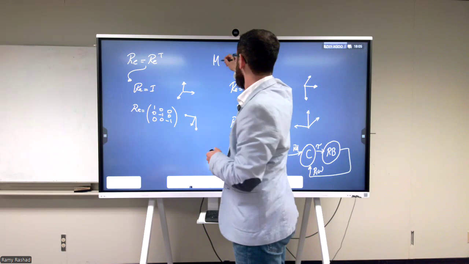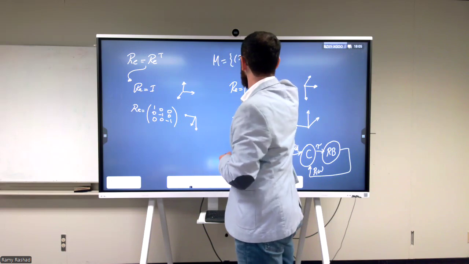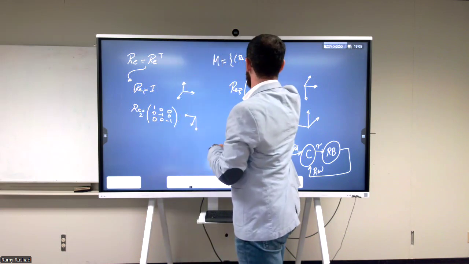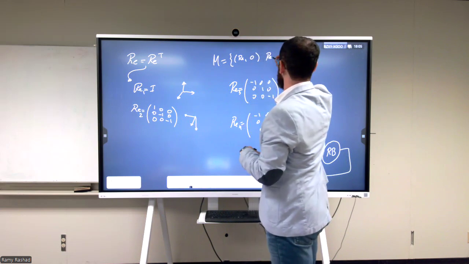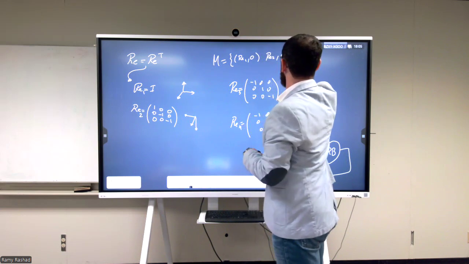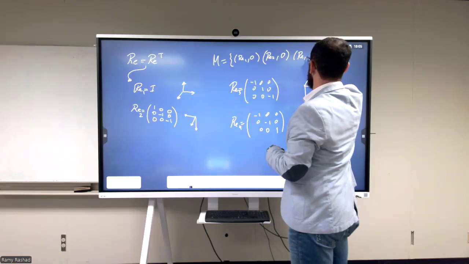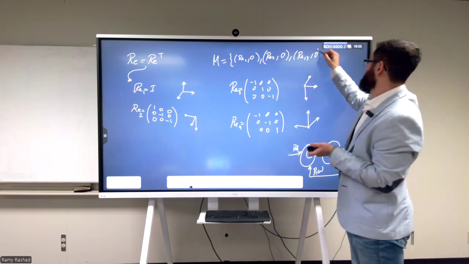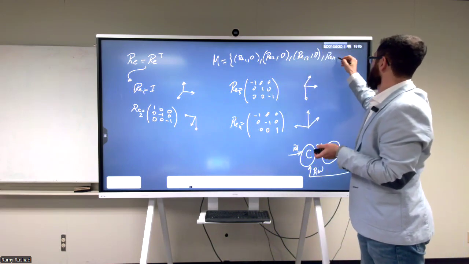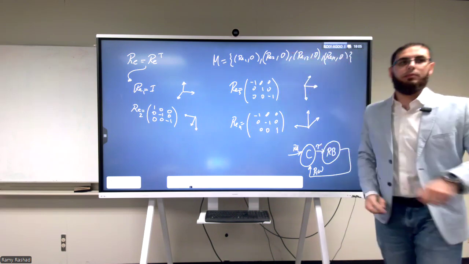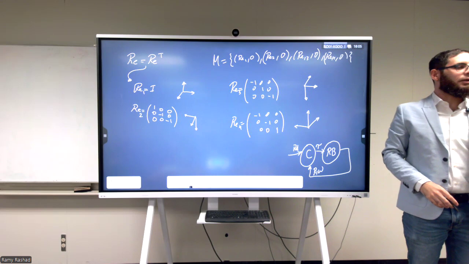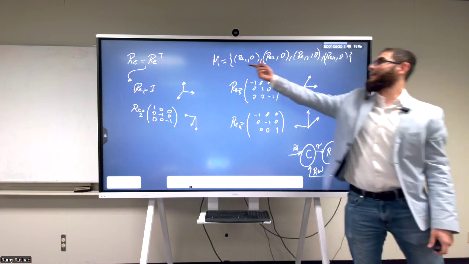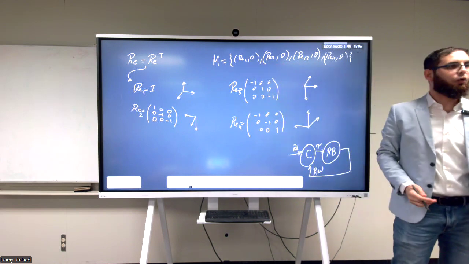So M has 4 points. It has R_E1 and 0, R_E2 and 0, R_E3 and 0. And all of these zeros are the momentum. The momentum should be 0. It should not be moving. And R_E4 and 0. So this is the set M. You remember what we did last time when we talked about, I think it was the pendulum? What was the trick that we did to show that M has only the equilibrium? What did we do last time? The equilibrium that we're interested in.